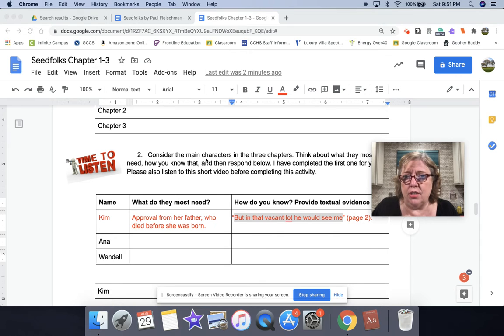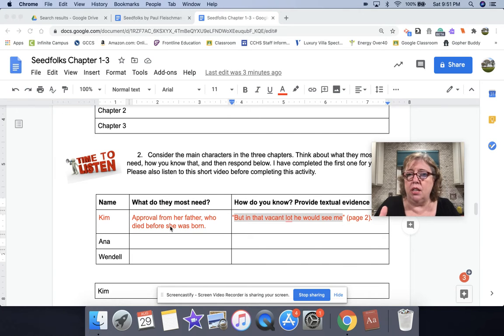So this question asks you to consider the main characters, think about what they most need, and then explain how you know that. Okay. And I've done the first one for you right here in red. I've done Kim. And what I said was that she needs approval from her father who died before she was born. Now, I could have said she needs to make a garden, right? Because that's what she's starting to do. But that's a little too simplistic.